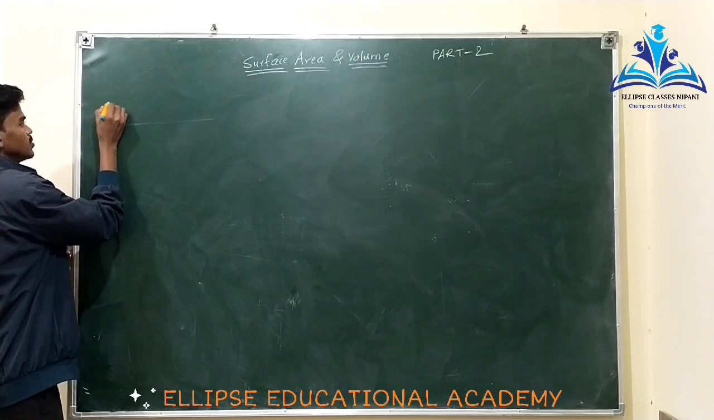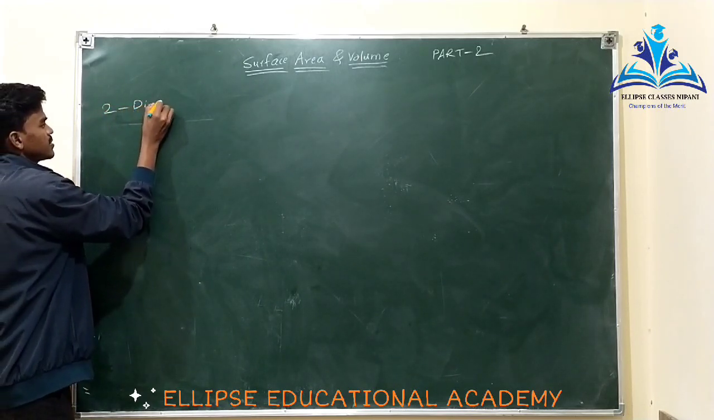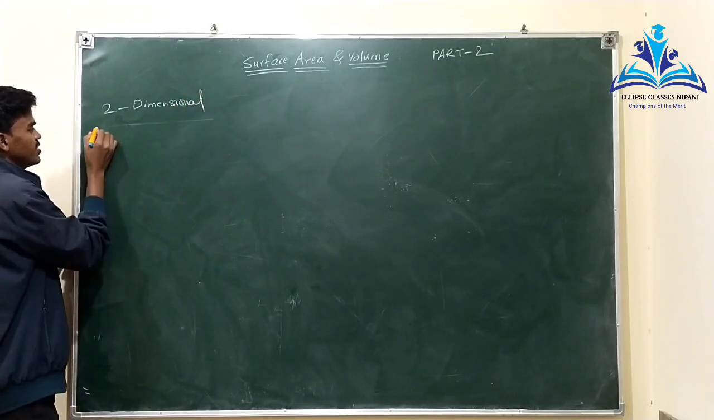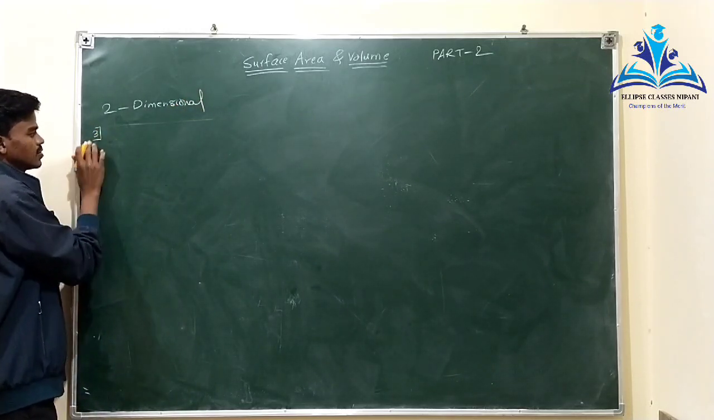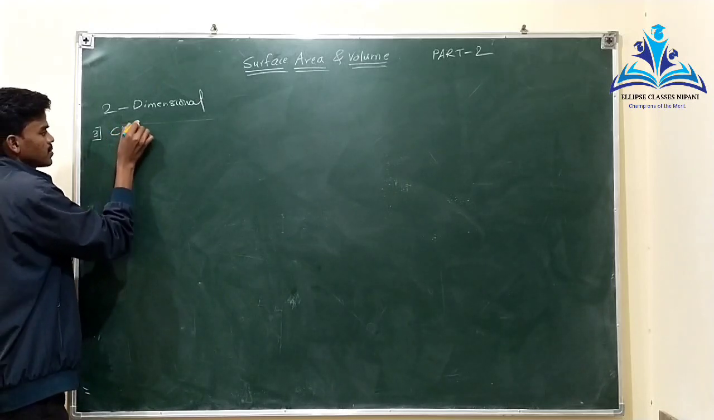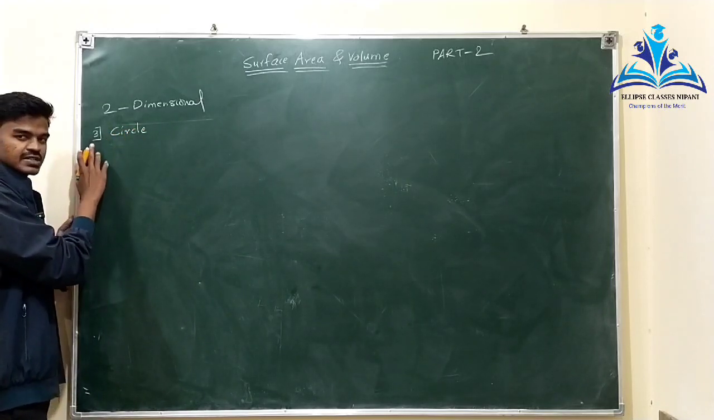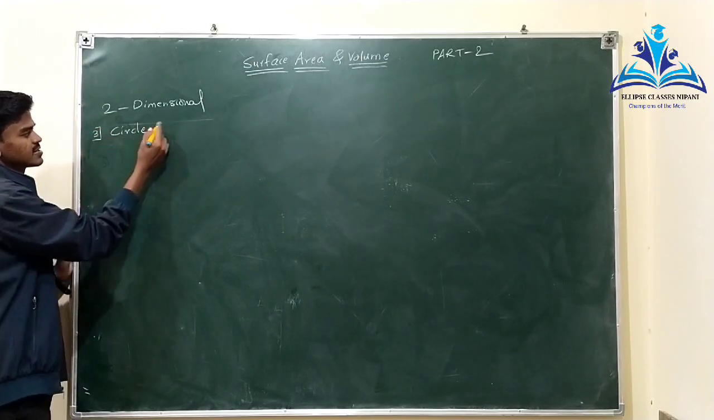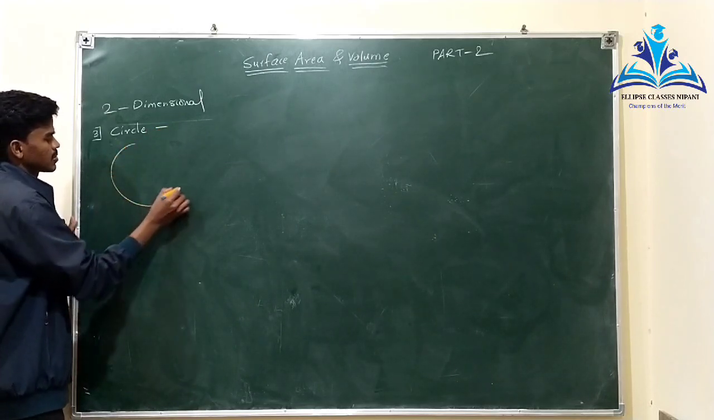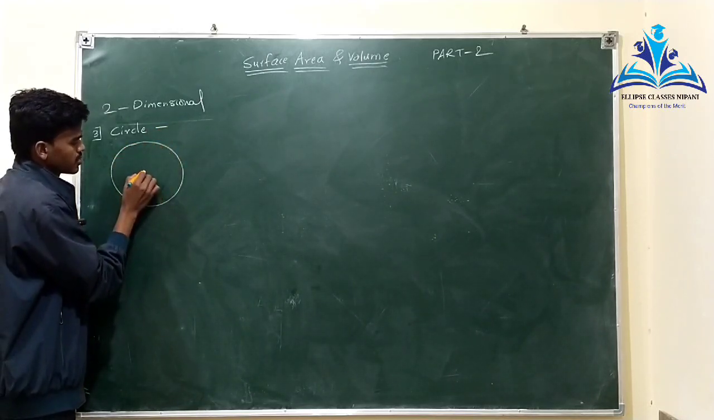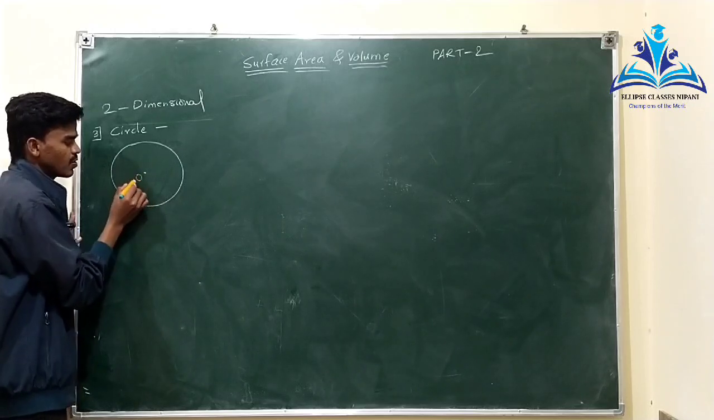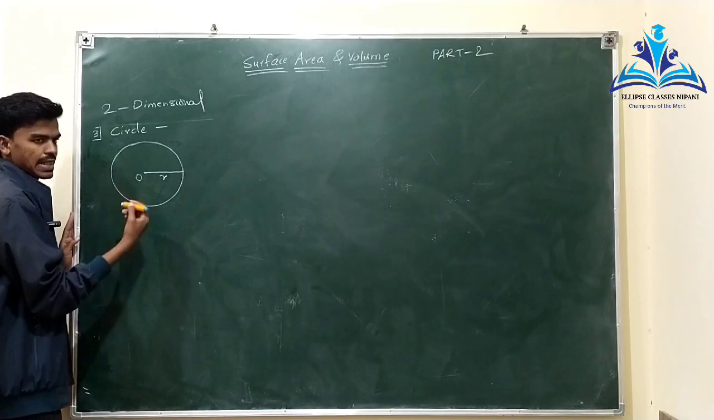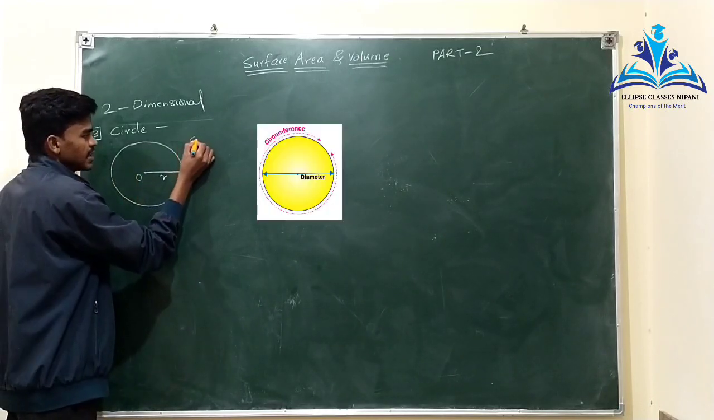Now, in two-dimensional diagrams we need to discuss the circle. In the last class we already discussed two diagrams, square and rectangle. Now the third one is the circle. Suppose this is one circle with center O and radius r.